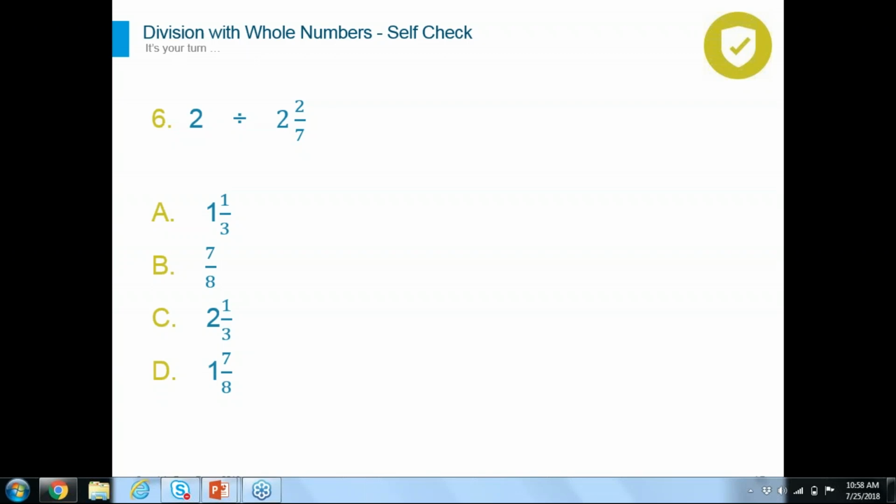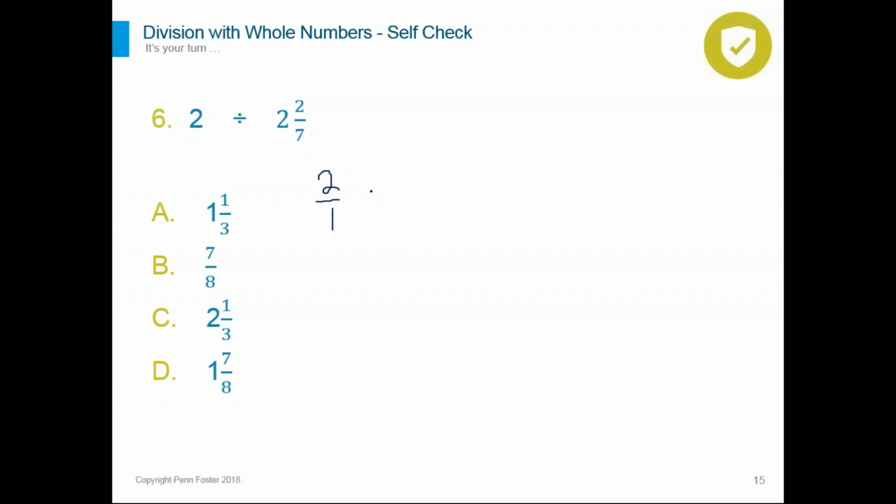Okay, so again, it's a division problem. I'm not going to change the problem to multiplication yet, because I really see lots of work to be done before we're able to do that. So 2 over 1 divided by, change that to an improper fraction. 2 times 7 is 14, plus 2 will give you 16 over 7. Now change it to a multiplication problem: 2 over 1 times 7 over 16.